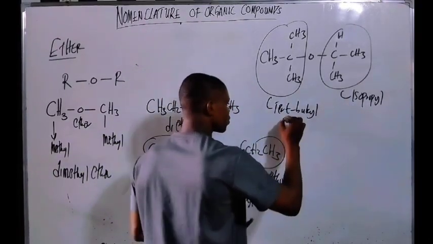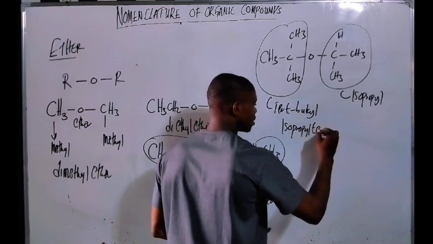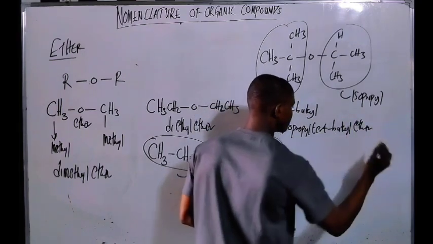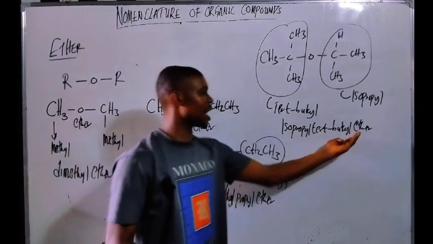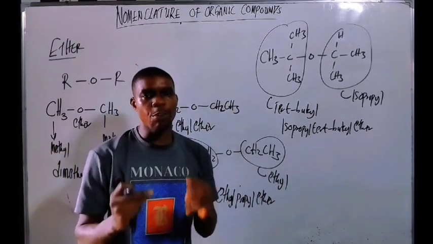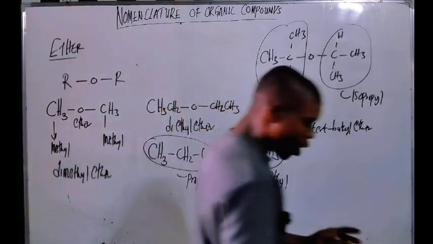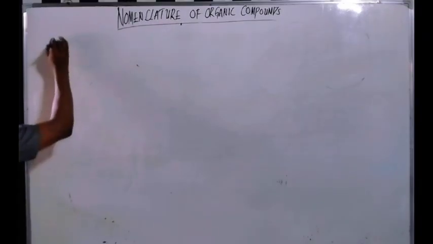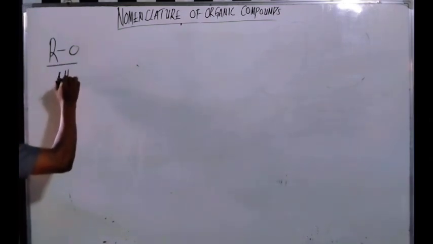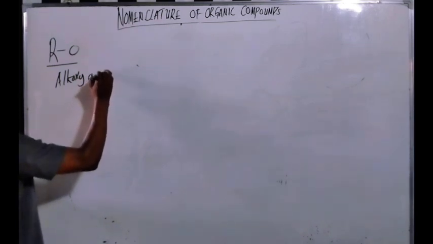So it's isopropyl tert-butyl ether. That is the name. Here you are naming it as an ether, instead of naming it using the alkoxy group. We have what's called an alkoxy group, which is the alkyl group attached to oxygen.